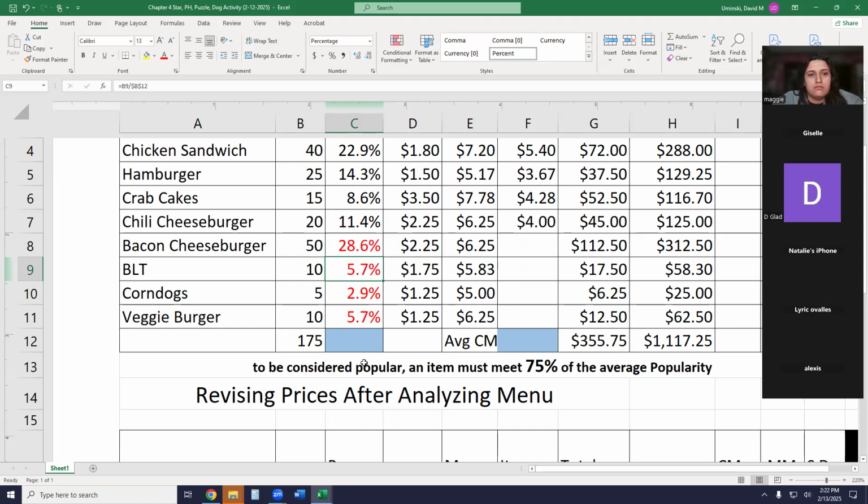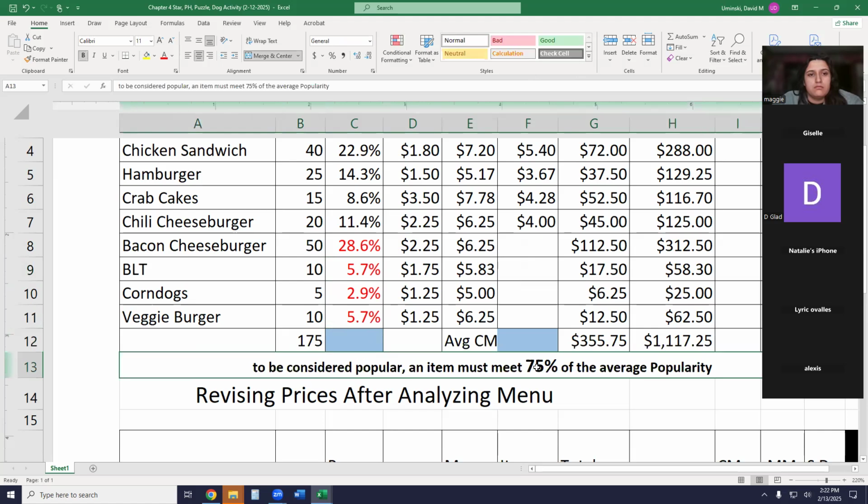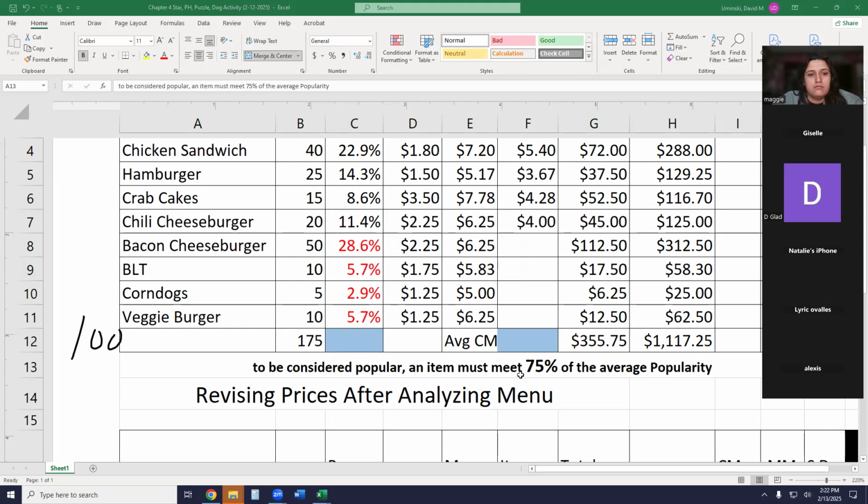All right, so in this blue square, this is where we're going to calculate what our benchmark is, okay? So the benchmark says we have to meet 75% of the average popularity. So this is where we're gonna divide 100 by 8 products, 8 items, and we get 12.5%.